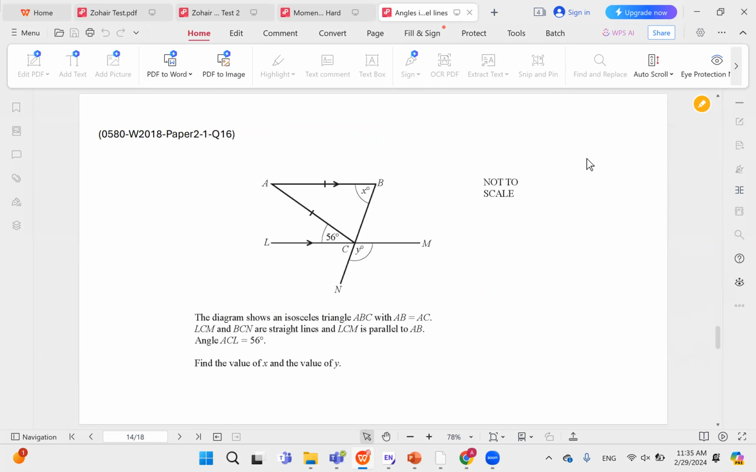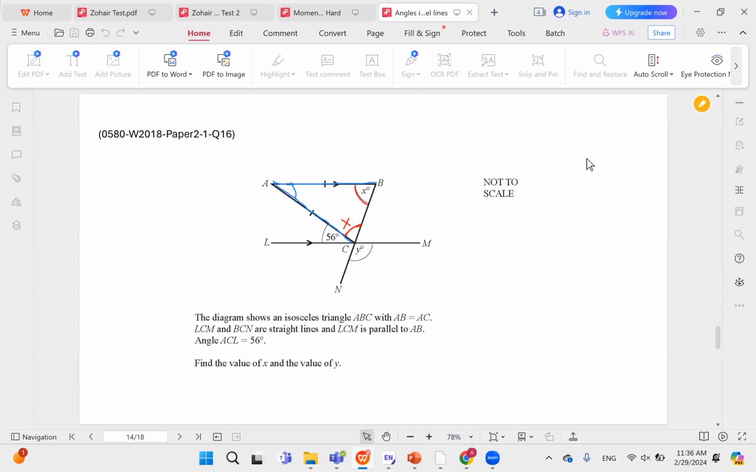The diagram shows an isosceles triangle ABC with AB equals AC. LCM and BCN are straight lines and LCM is parallel to AB. ACL is 56. Find the value of x and the value of y. So since this is an isosceles triangle, we can say that this angle here is equal to x. And the reason for that is that this side here is equal to this side here. So this is the vertex, the angle between them is the vertex, and the other two angles are the base angles, which are equal to each other.